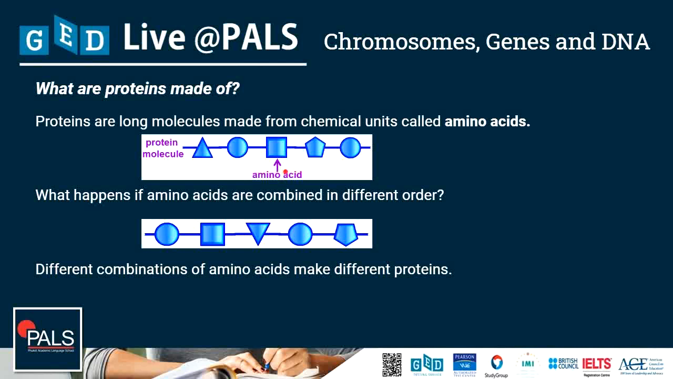What happens if amino acids are combined in a different order? Well, then we get a different protein. Very important to mention here that not any combination will result in a functioning protein. So we need a specific combination for which the information is stored in the DNA, and that specific order will result in a functioning protein.